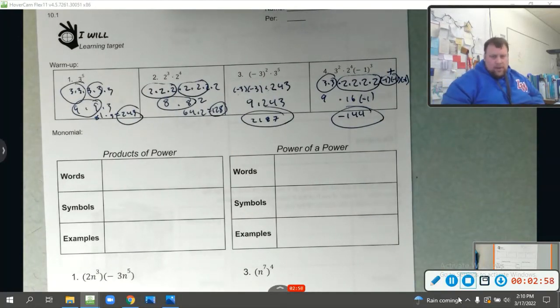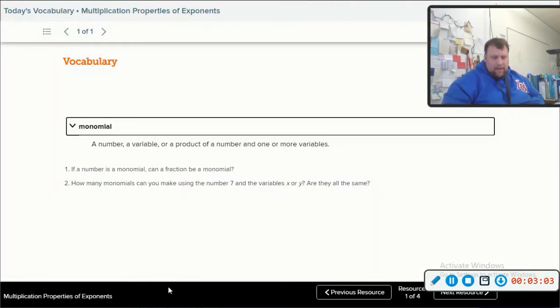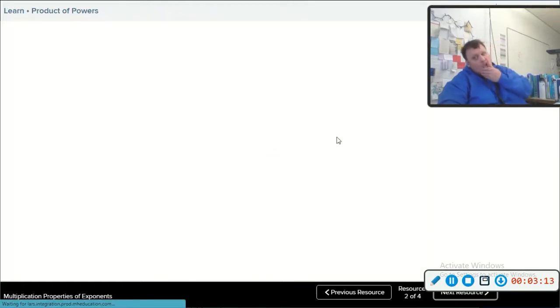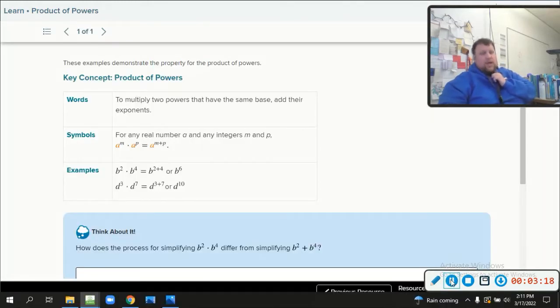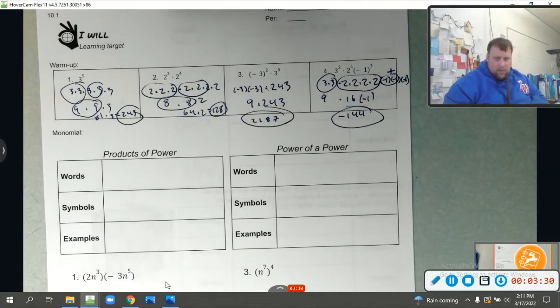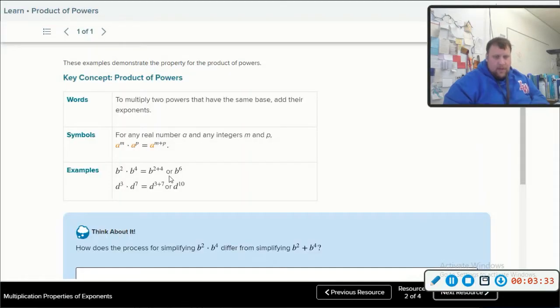Now we're going to look at some notes. You have 2 things. One is monomial. Let's go to that. And I want you to pause this. I'm not going to leave it on here long because you can pause the video. Also going to go to the next slide. Okay, and we're going to talk about products of powers. You'll see that on your notes. Go ahead and write down the words, write down the symbols, and write down the examples inside the provided area right here in your packet. So let me go back there. I'll tell you, pause it.